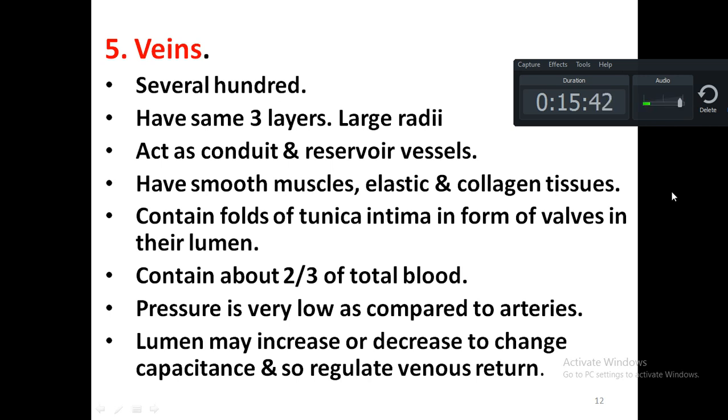They also contain folds of tunica intima in the form of valves in their lumen, especially the veins present in our lower limb, that help in the unidirectional flow of blood only towards the heart and not away from the heart. They also contain about 2/3 of the total blood, and the pressure here is very low as compared to arteries, and the lumen may increase or decrease depending upon the capacitance, and so they can regulate the venous return.